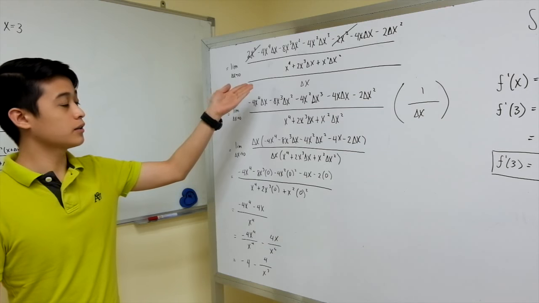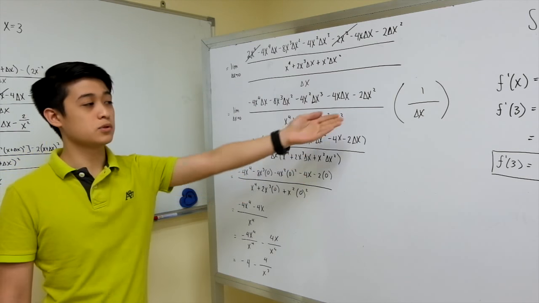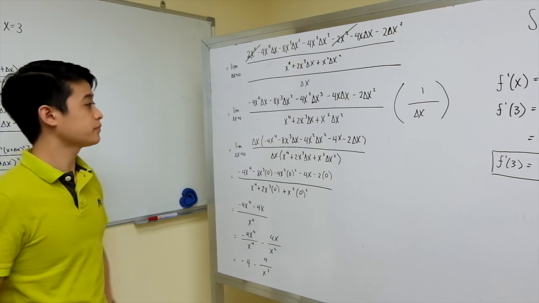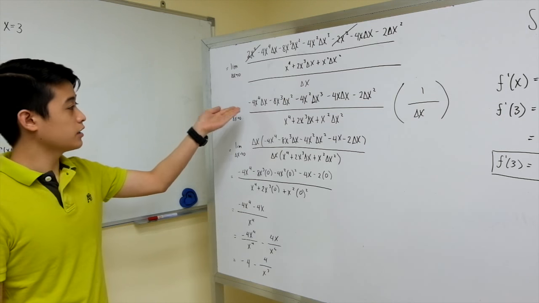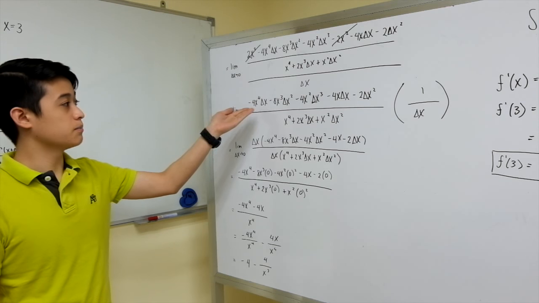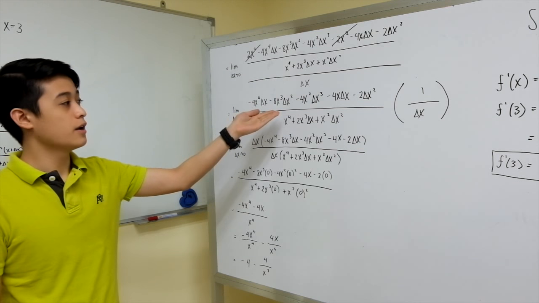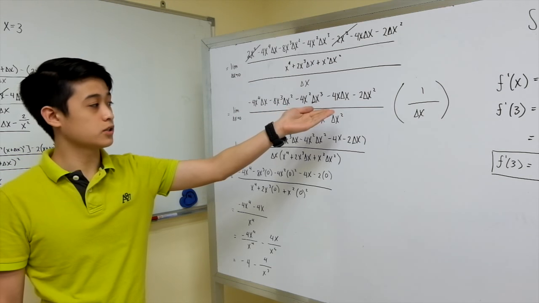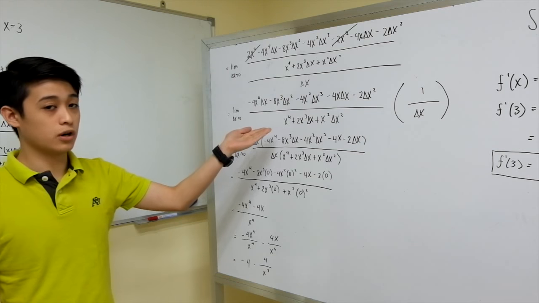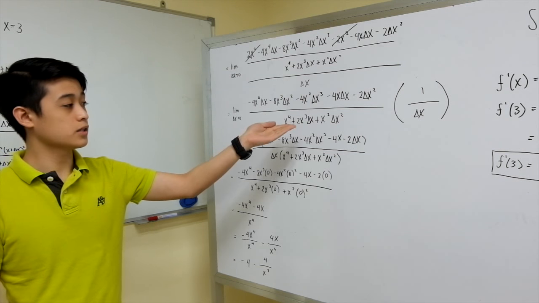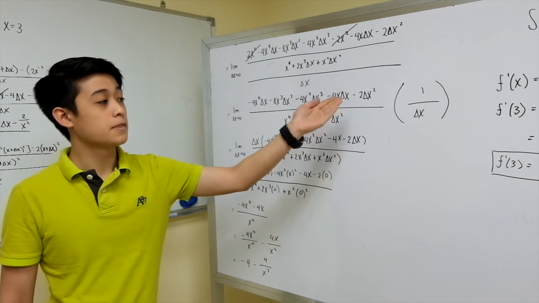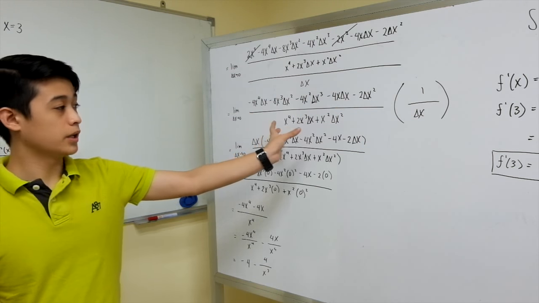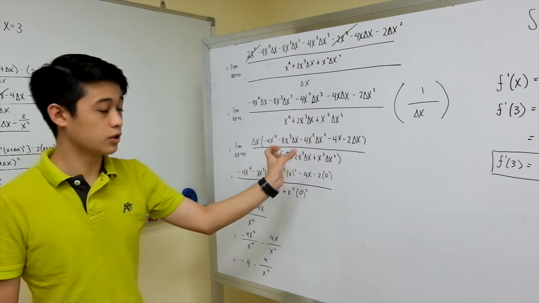Afterwards, we rewrite the over delta x as times 1 over delta x so that we can make it into a big simple fraction. So it becomes negative 4x to the power of 4 delta x minus 8x cubed delta x squared minus 4x squared delta x cubed minus 4x delta x minus 2 delta x squared over x to the power of 4 plus 2x cubed delta x plus x squared delta x squared times 1 over delta x. So now we can combine the denominator, so delta x times the denominator.